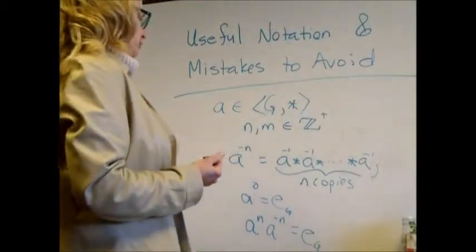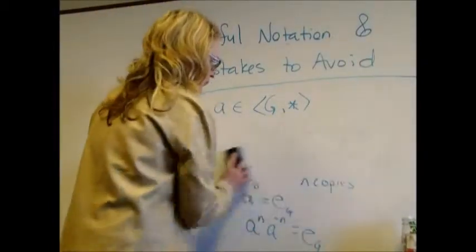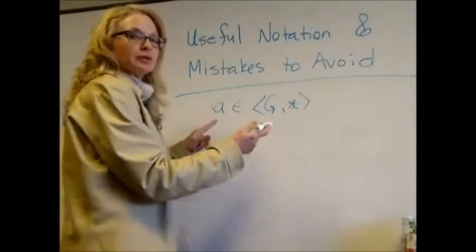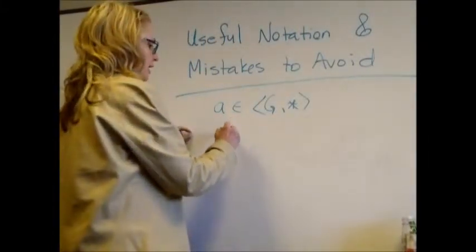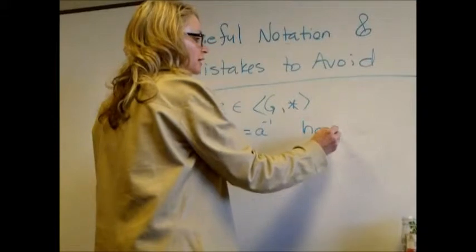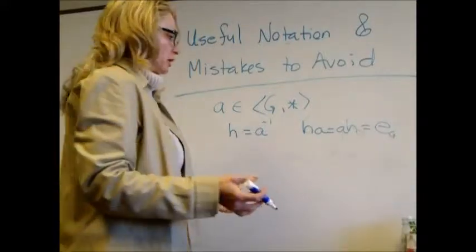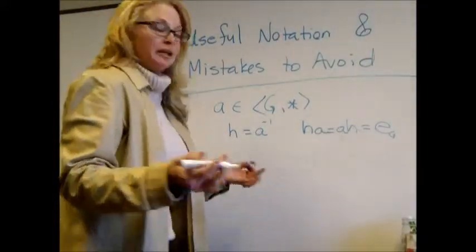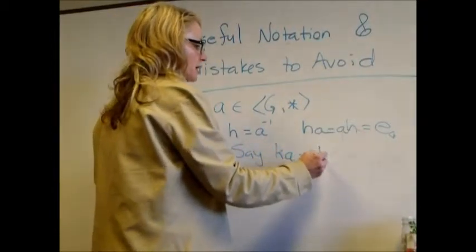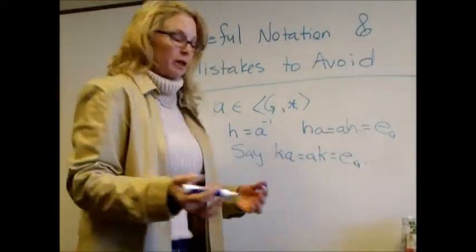Furthermore, in a group, inverses are unique. So to prove that, suppose that a is an element of G again, and let's let h be equal to a inverse. Then remember what that means is that h times a is a times h, which is the identity in the group G. To show that this is unique, suppose that k is also an inverse of a. So say k times a is a times k is also the identity of G. Then what we'll show is that k is the same as h.